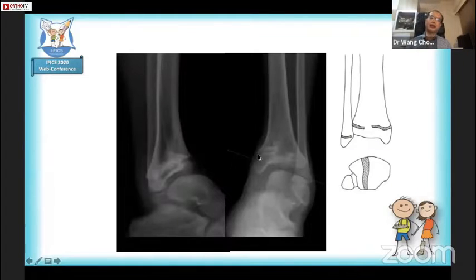And this is an example of a linear bar. You see a lot of shortening, but you don't see any tenting. And in the lateral X-ray, you see that the ankle joint angulates anteriorly due to the asymmetrical involvement of the linear bar, more severe on the anterior part.